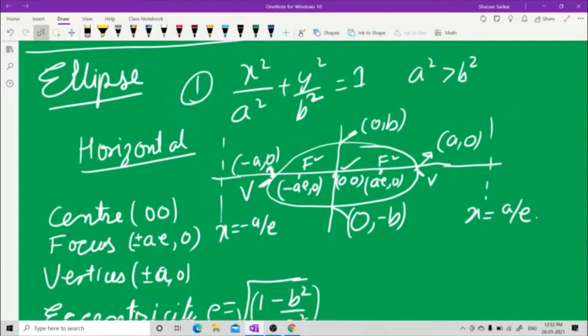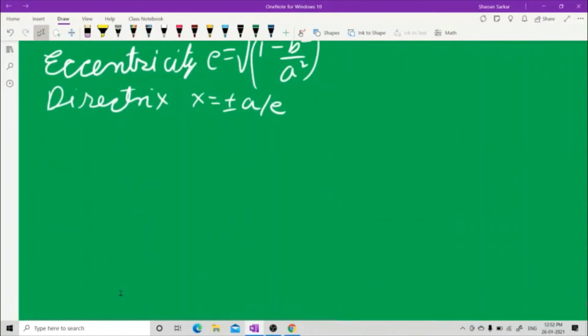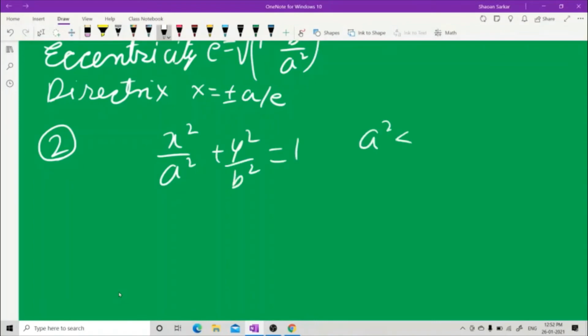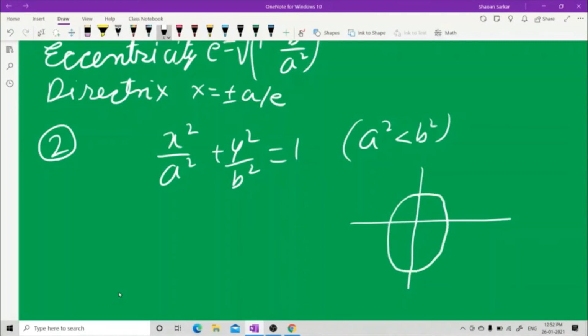Now for the vertical one. Second is this type of an equation: x square upon a square plus y square upon b square equal to 1. But here the case is a square is less than b square. So now the vertical ellipse will be something like this. Let me draw it here. This is your x-axis. This is your y-axis. Now I get this type of an ellipse.